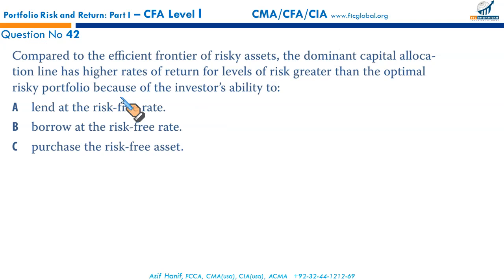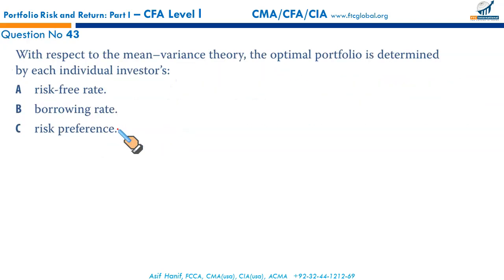Then, compared to the efficient frontier of risky assets, the dominant capital allocation line has higher rates of return for the level of risk greater than the optimal risky portfolio because of the investor's ability to borrow. So fairly straightforward questions from your overview video. It's because the investor can purchase additional amounts of optimal risky portfolio by borrowing at the risk-free rate. So that's B. B is the correct option.